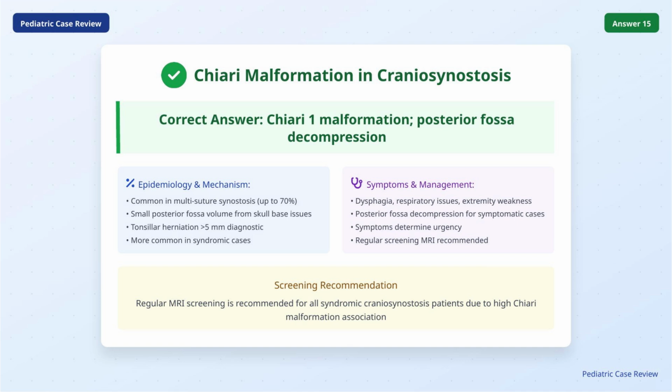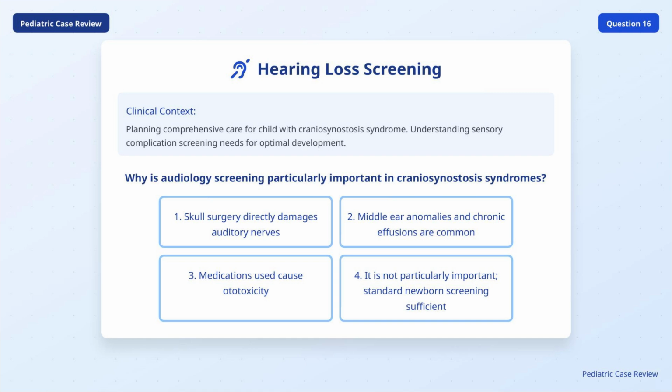This complication occurs in up to 70% of patients with multi-suture craniosynostosis due to small posterior fossa volume. Symptomatic patients require posterior fossa decompression surgery. Regular screening with magnetic resonance imaging is recommended for all syndromic craniosynostosis patients. Why is audiology screening particularly important in craniosynostosis syndromes when planning comprehensive care?